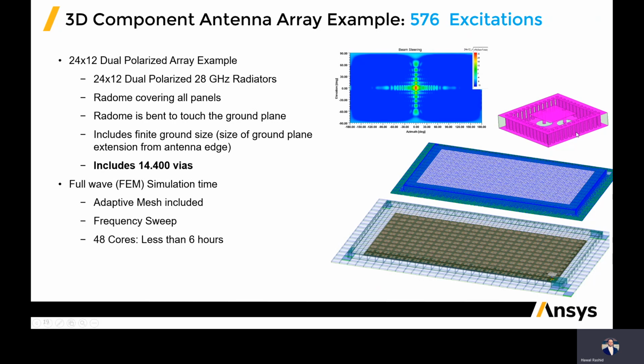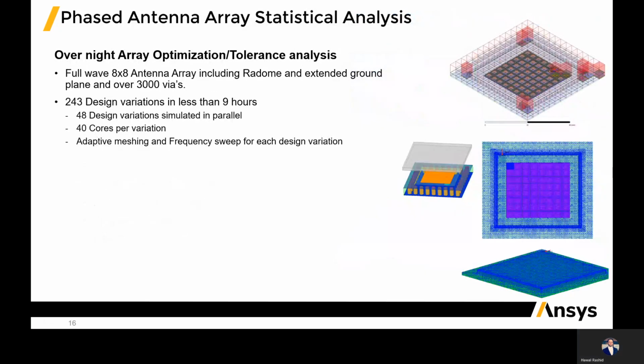Here is the antenna element, how it looks like. So it's again the cavity backed patch antenna element, but in this case we have 2 polarizations. This is a full wave analysis that includes adaptive meshing and frequency sweep. On a 48 core machine, it took less than 6 hours to simulate. So we can take this array analysis and continue.